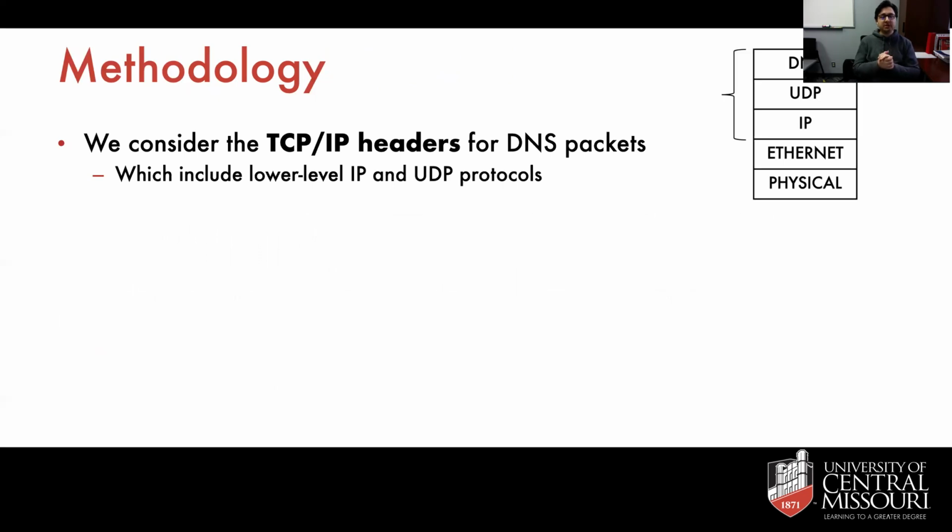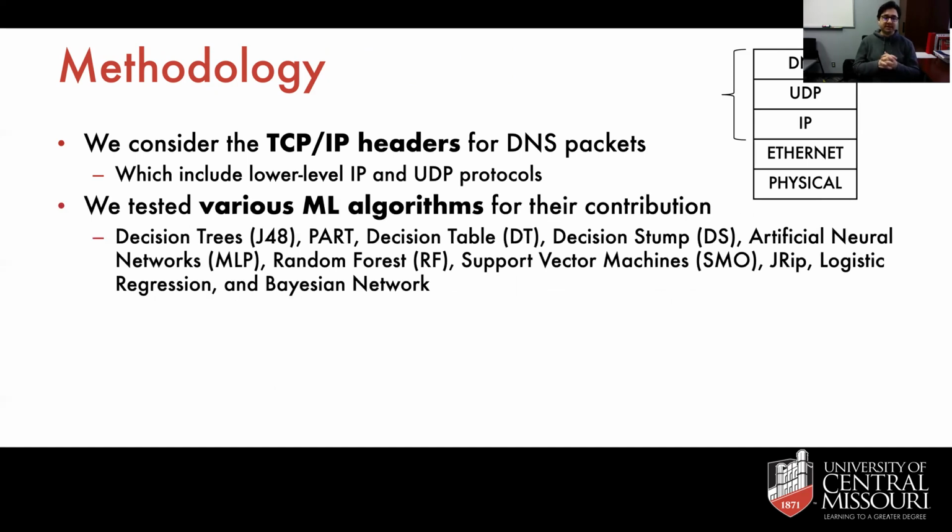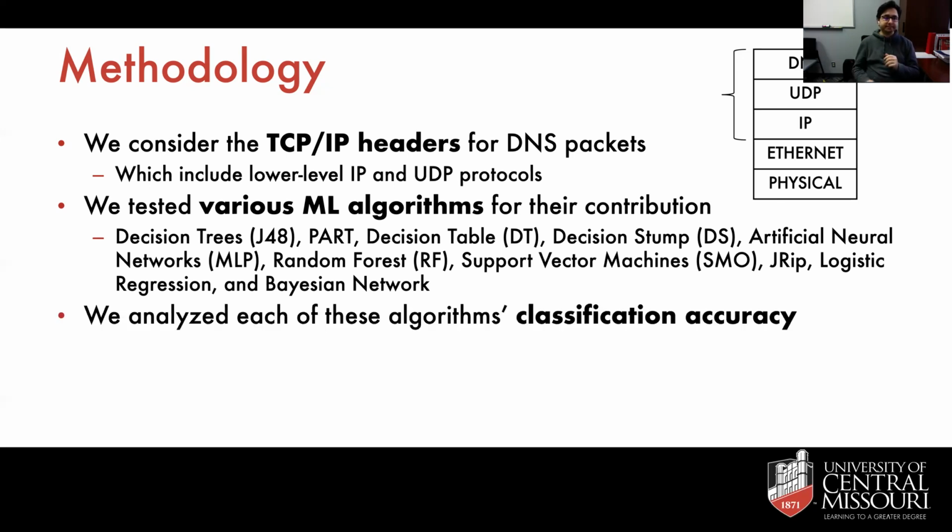So as for the methodology, we consider the TCP/IP header for DNS packets specifically because Fast-flux sits on top of the DNS protocol. And we know that the DNS protocol also includes lower level protocols such as UDP and IP. So we also considered the features for UDP and IP protocols in order to observe if they made any contribution to the classification. We tested various machine learning algorithms, I believe 11 of them, which includes support vector machines, decision trees, and also artificial neural network algorithms as well.